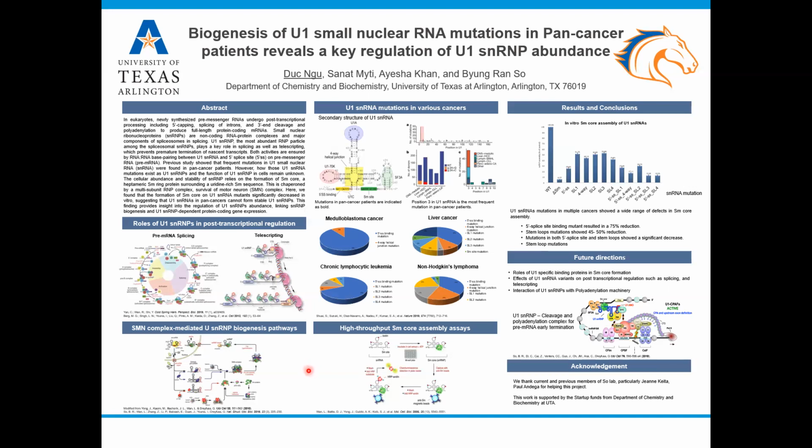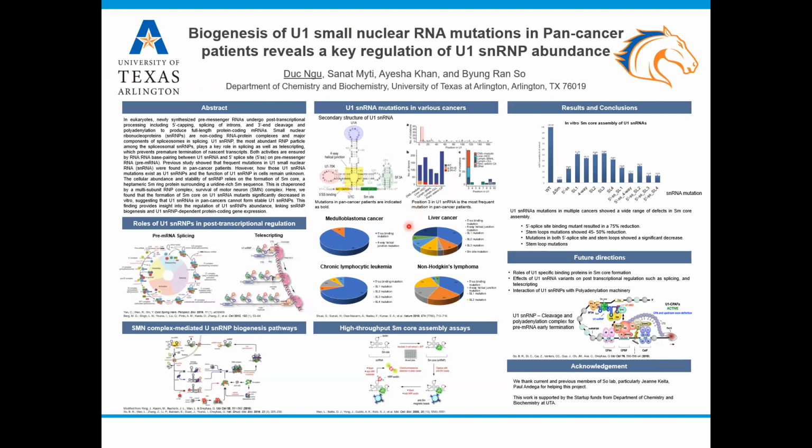Recently, in 2019, many research groups found that in many pan-cancers, there is mutation at the U1 snRNA, the small nuclear RNA, at the 5' splice site, positions 1, 2, 3, 4, as well as other sites. Especially at position 3 of U1 snRNA, they found that this site is the most frequently mutated in many pan-cancer patients, from A to G or from A to C.